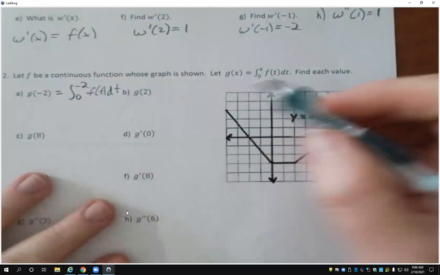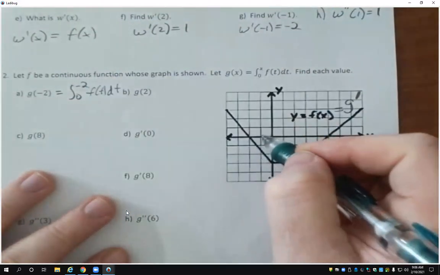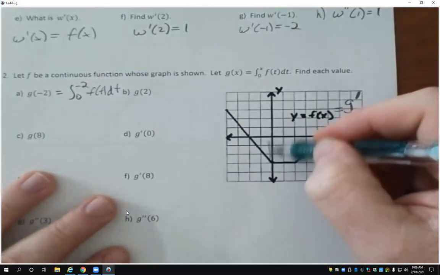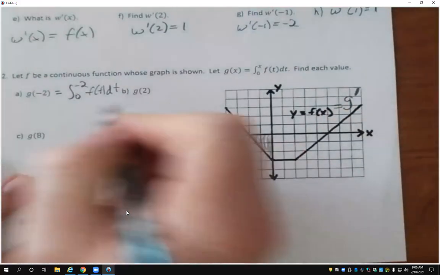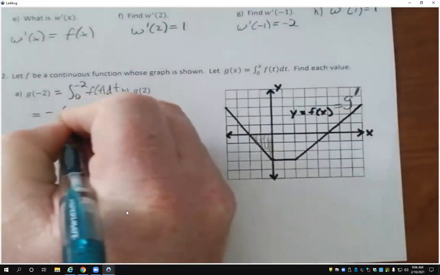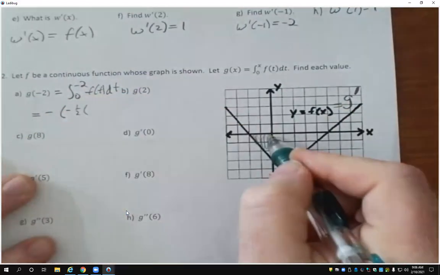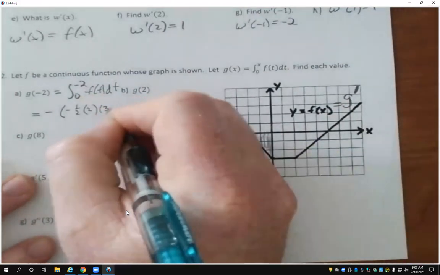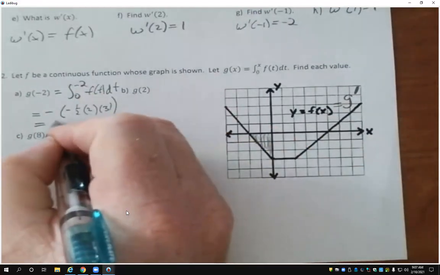So we're going backwards, from 0 to -2, going from right to left, which means we're going to negate, but the area that we're doing is negative. So this would be negative and then negative. This is a triangle. 1/2, the base is 2, and the height is 3. That's going to give us 1/2 of 6, which is 3.